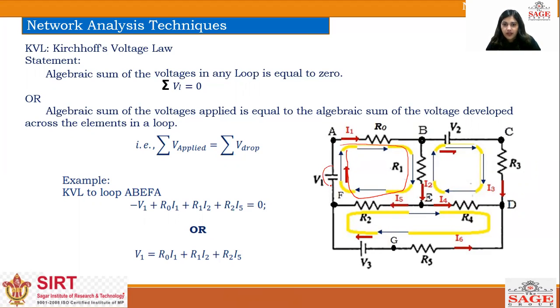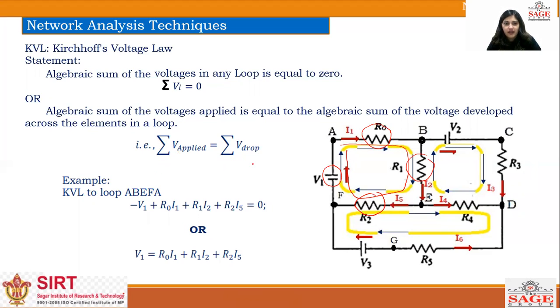That voltage is V1, and another voltage across R0, and one more voltage dropping across R1 and R2. So here there will be 1, 2, 3, 4. The algebraic sum of all these four voltages will be 0. Or in other terms, we can say the algebraic sum of the voltage applied is equal to the algebraic sum of the voltage developed across the elements in a loop.